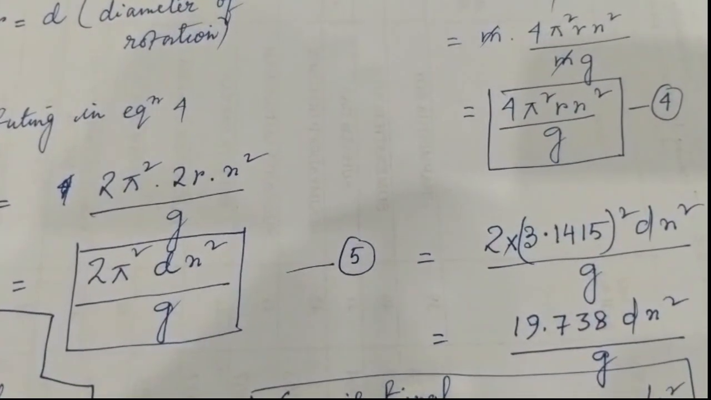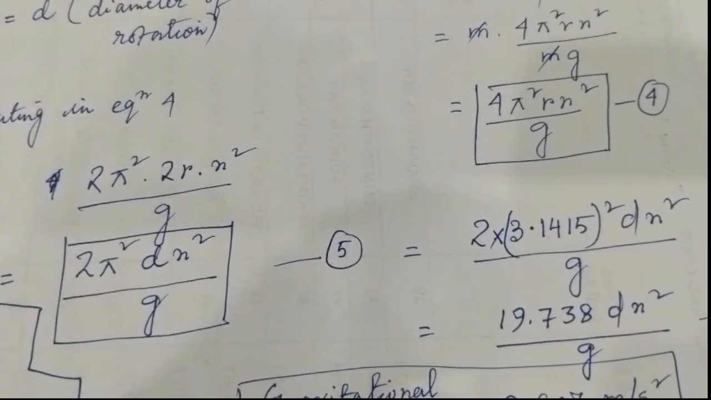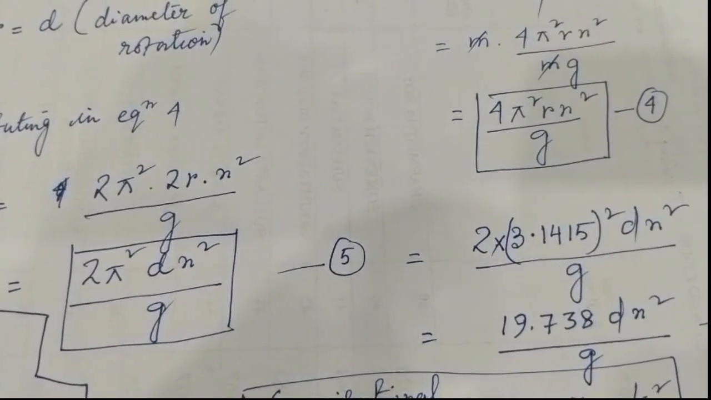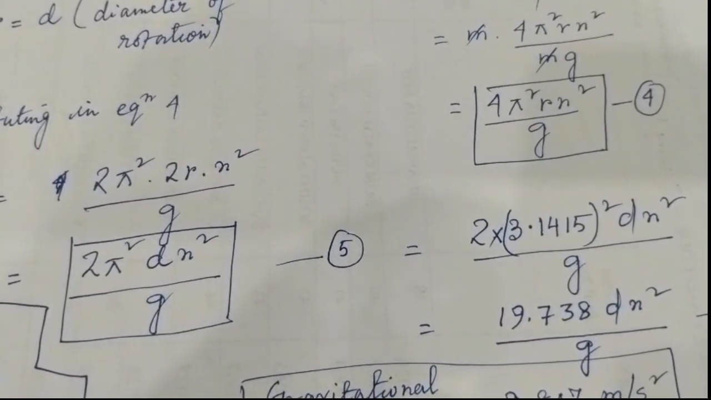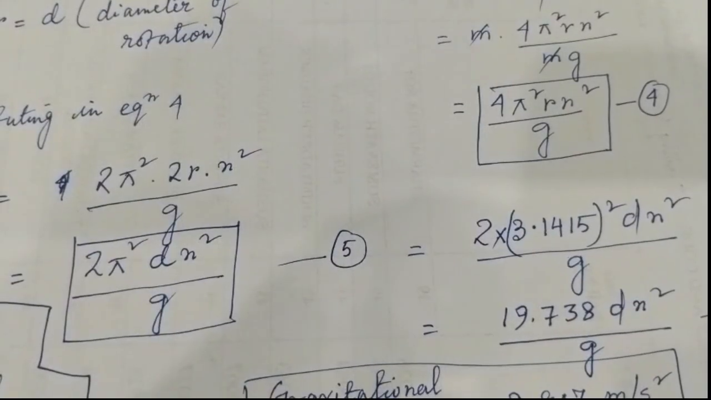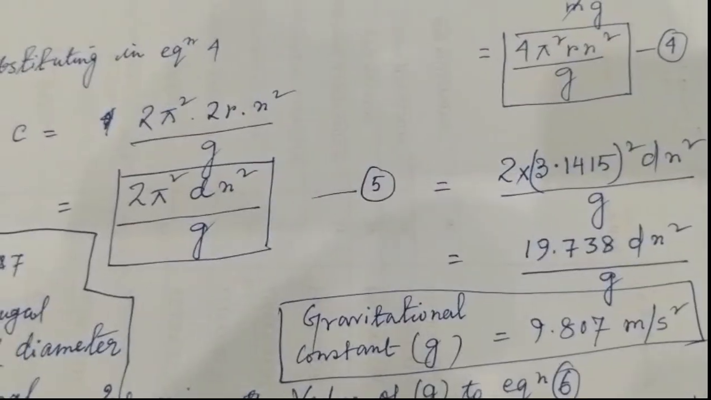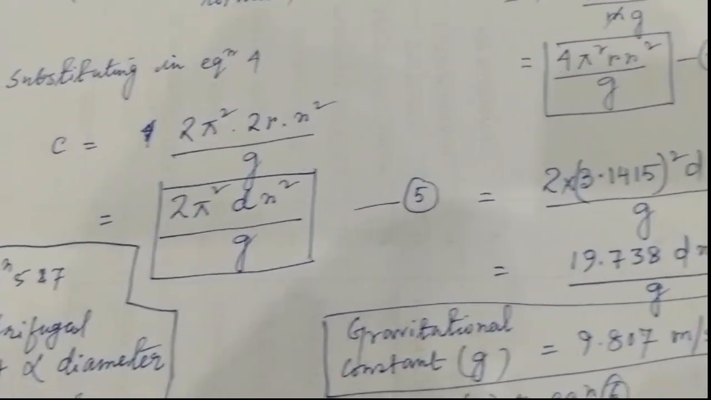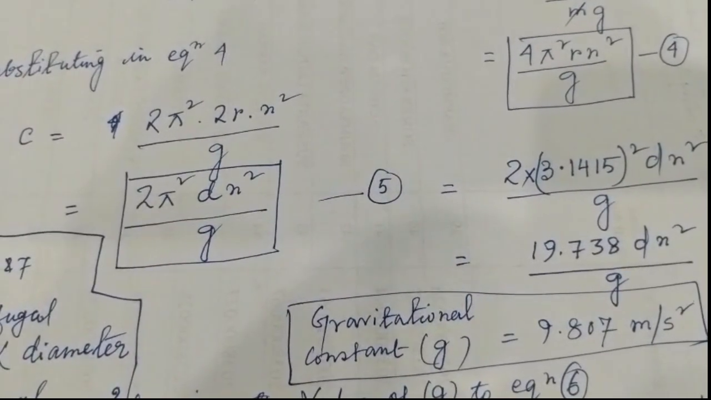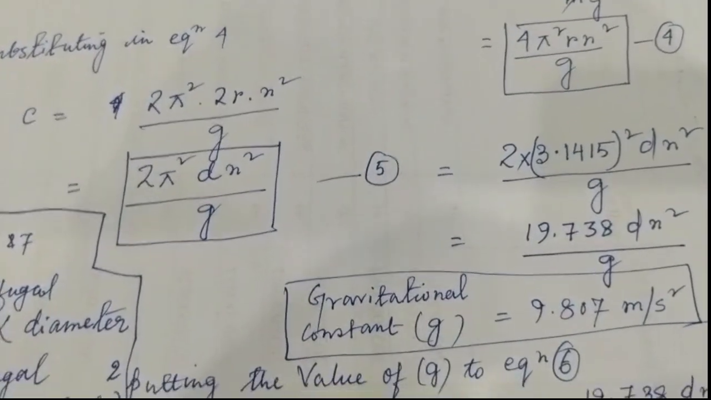Instead of pi square, just give the value of pi, that is 2 into (3.1415) whole square d n square by g, which comes to 19.738 d n square by g. Here g means the gravitational constant, that is 9.807 meters per second square.